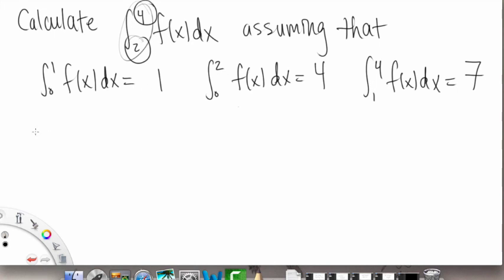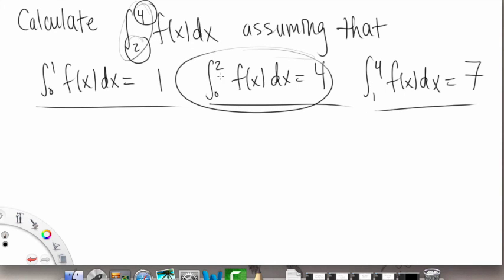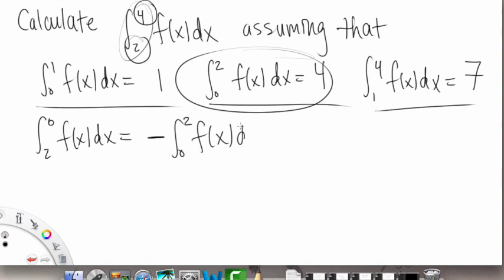Start the integration at 2, that means that we want a 2 on the bottom to start with. So the only integral we see that we're given is this one right here. We want that 2 on the bottom, so in order to find the integral from 2 to 0 of f of x dx, this is equal to the negative of what we're given, so 0 to 2, right? That's the one that we want here.